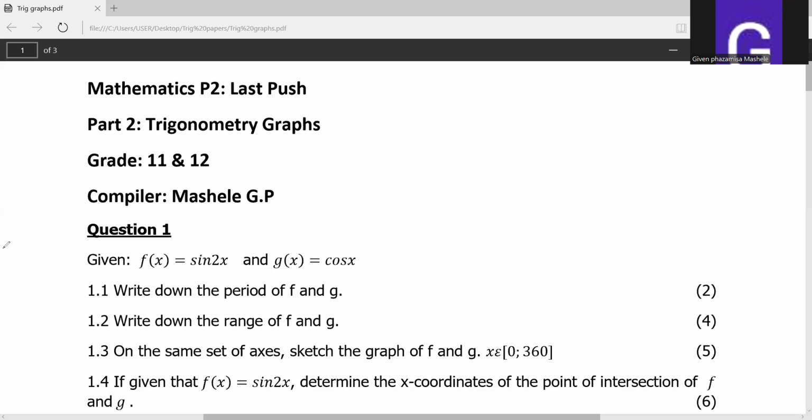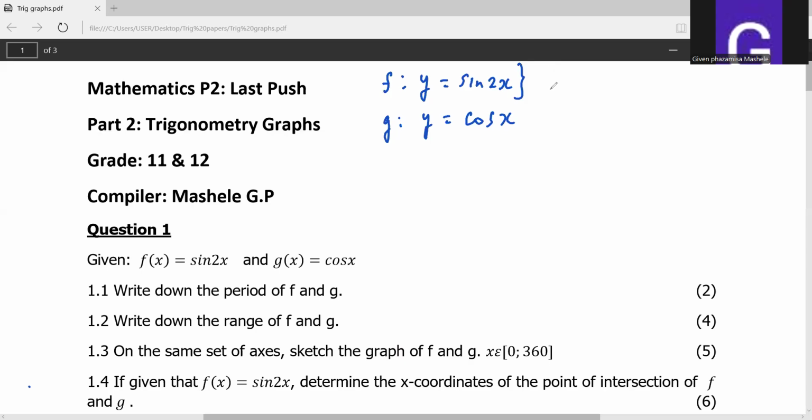The first function says f of x equals sine 2x. So we're given the function f, which is y equals sine 2x, and we are also given the function g, which is y equals cos 2x. Now, before we start solving, let's analyze our functions. Remember, we are using sine and cos.